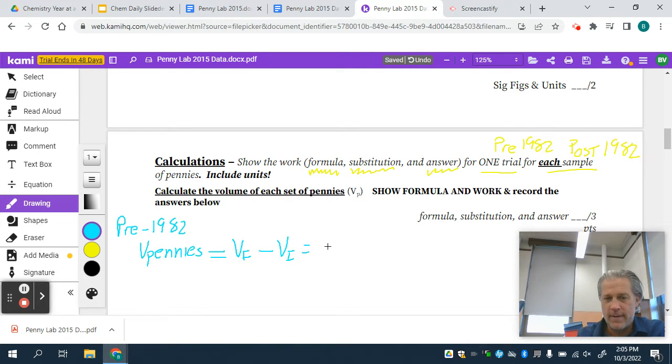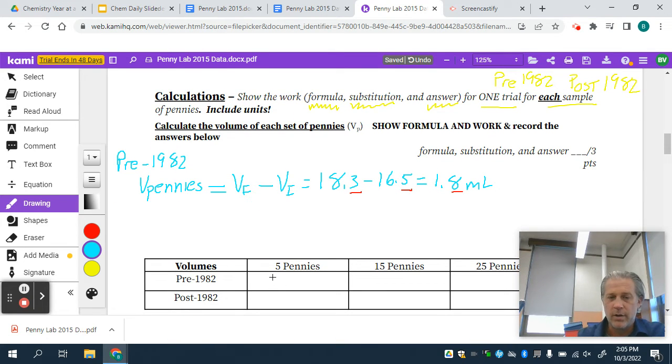So I'm going to take 18.3 minus 16.5, and that gives me a value somewhere around the area of 1.8. And sig figs, so when you're adding or subtracting sig figs, we're always basing it on the number of decimal spots. So this needs to have that decimal spot there. And so this is going to be 1.8 milliliters. Now I'm going to take that information and I'm going to record it right here, 1.8 milliliters.